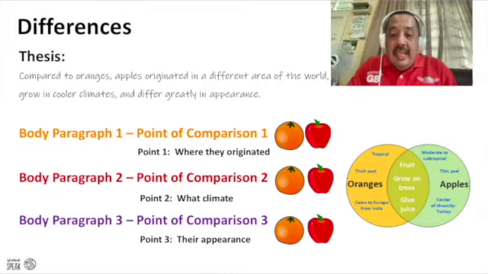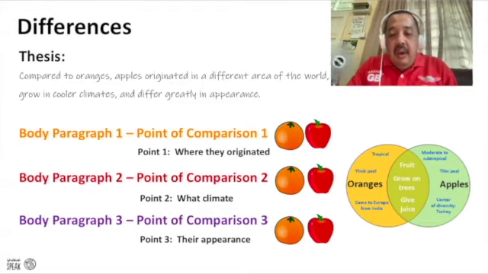So you can see here there is a nice flow and order to your essay, as long as you keep things consistent. Remember, in your thesis, the first thing you talk about is going to be about your first body paragraph, and then you need to keep the two subjects in order. If you talk about oranges first, you have to talk about oranges first in each body paragraph.